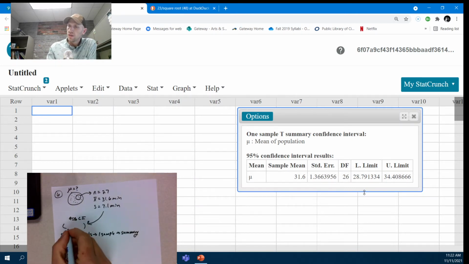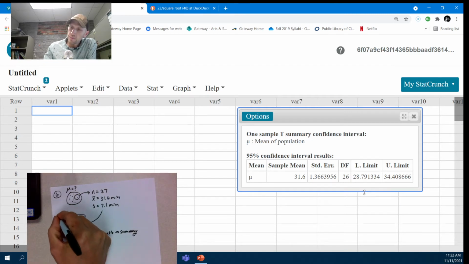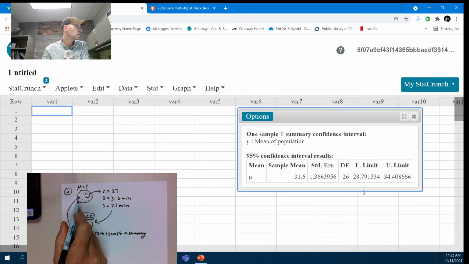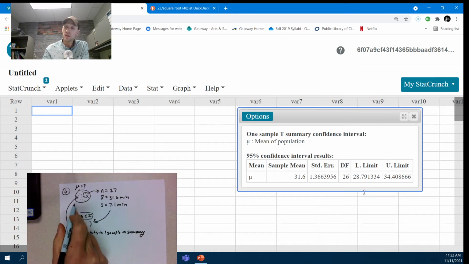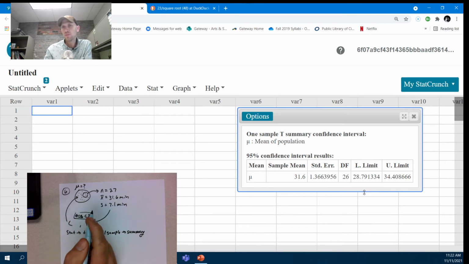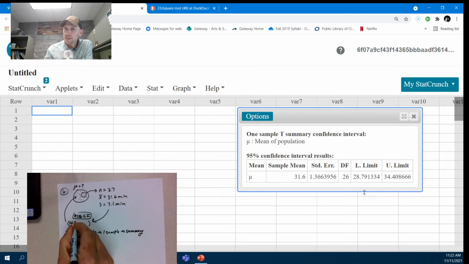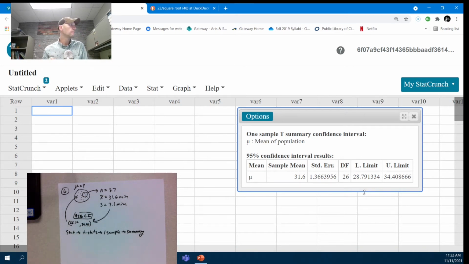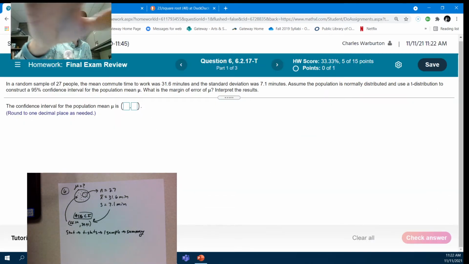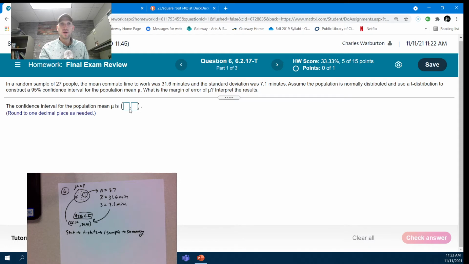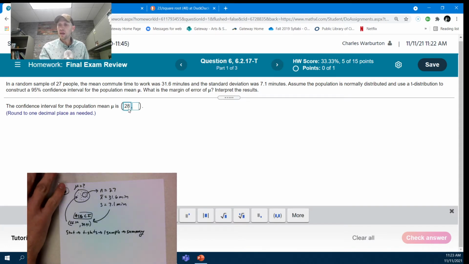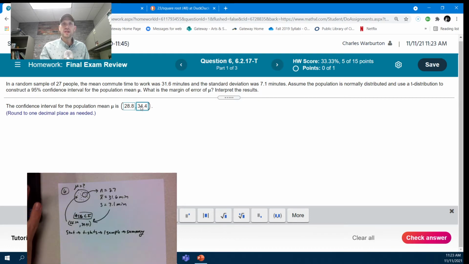They said on the low end, we're 95% confident that the commute time for the population, we know about the sample, this is about the population, we're 95% confident that the population commute time is between 28.79 minutes and 34.41 minutes. All right, that's good. They want that to one decimal place. On the low end, the population mean is 28.8 minutes, and on the high end, 34.4 minutes. Our population mean is somewhere in between there. We're 95% confident in that.